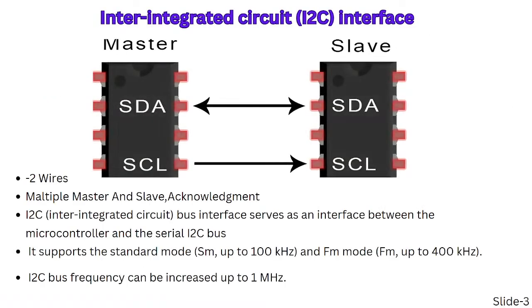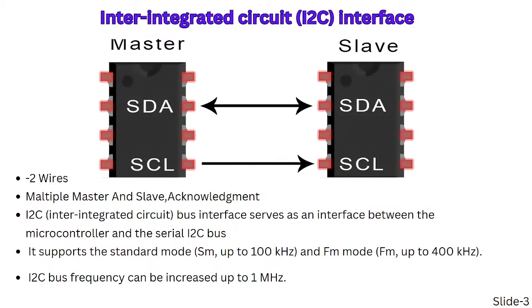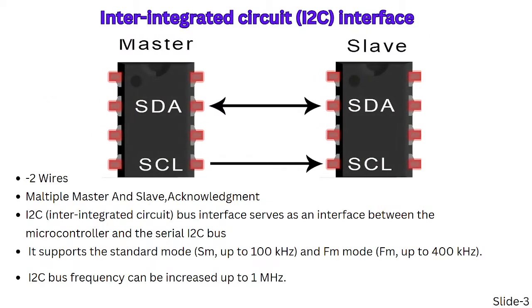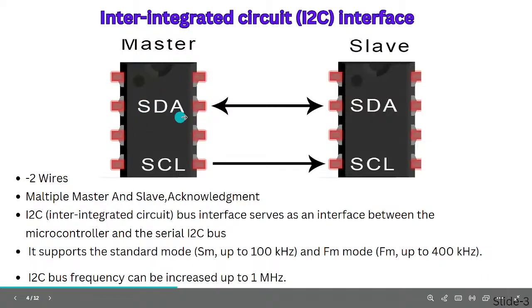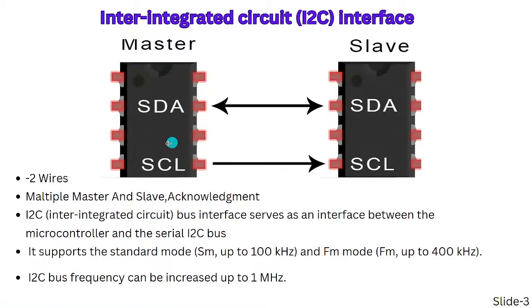Now we need another protocol. Why do we need another protocol? Because the first protocol has no synchronization. If we want to achieve synchronization, we can use another protocol named I2C. I2C means inter-integrated circuit interface. We can use two wires: first is the serial data and another is the serial clock. So we can provide synchronization here. In the previous case, there was no synchronization.